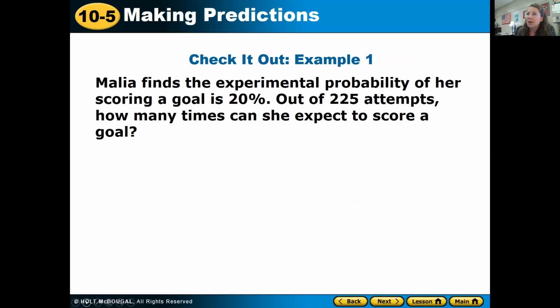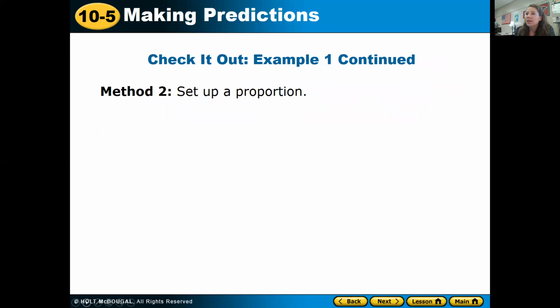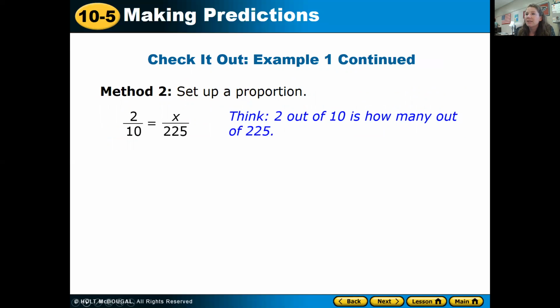Mayla finds the experimental probability of her scoring a goal is 20%. So out of 225 attempts, how many times can she expect to score a goal? We're going to turn 20% into a decimal, 0.2, which is 2/10. And then we can multiply 2/10 times the total 225 and get 45. We could also set up a proportion. 2 out of 10 is 20%. We could cross multiply.